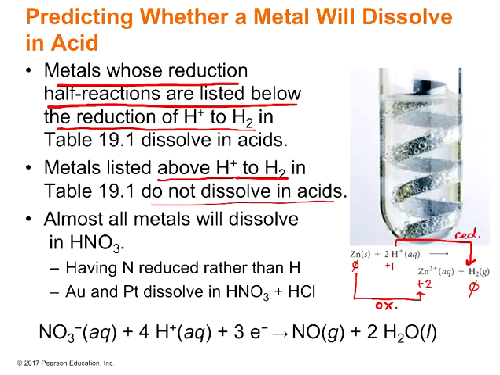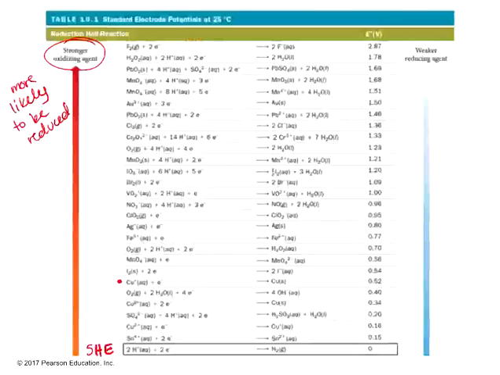Now, almost all metals will dissolve in nitric acid. So let's go back to our table and find nitric acid. Let's see, so that's here. So nitric acid is listed above some of these metals here. So nitric acid can dissolve some metals such as silver, iron, copper, tin, etc., whereas hydrochloric acid cannot. So that is one exception there.